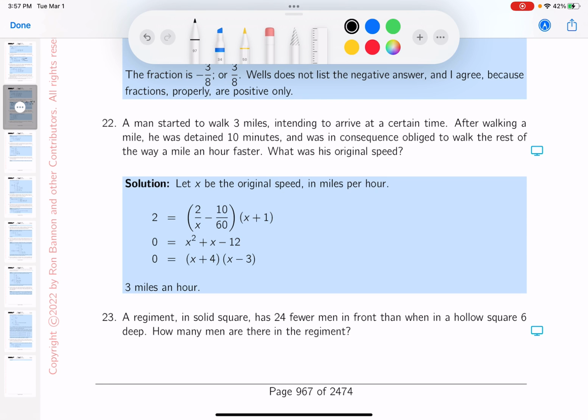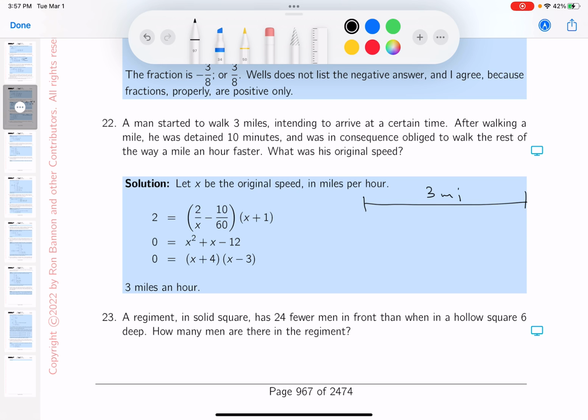Okay, let's visually understand the problem first of all. There's a distance. It's 3 miles. All right? A man starts to walk 3 miles, intending to arrive at a certain time. So he knows how long it takes him to walk 3 miles.